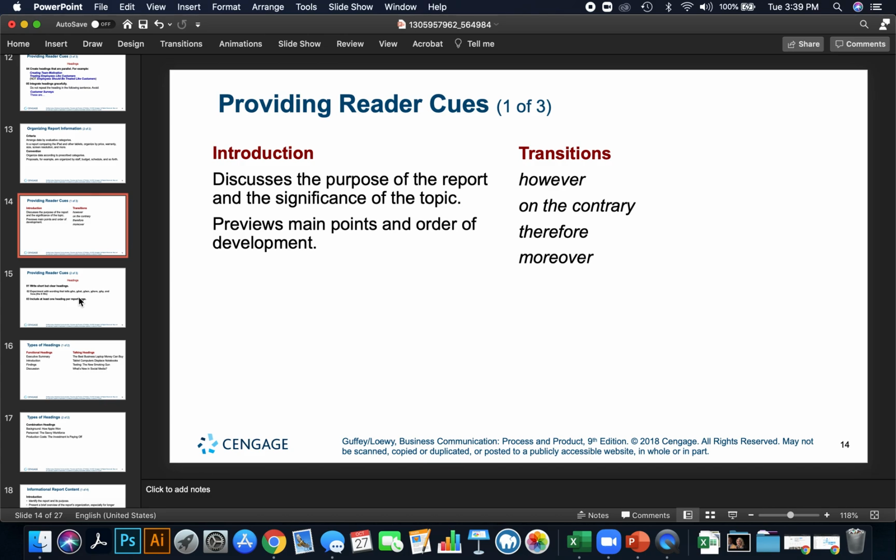Provide reader cues. For instance, provide an introduction. This discusses the purpose of the report and the significance of the topic. It previews the main points in the order of development. Use transitions as well. And transitions are words that transition to another point. However, on the contrary, therefore, or moreover, again, are transitions.